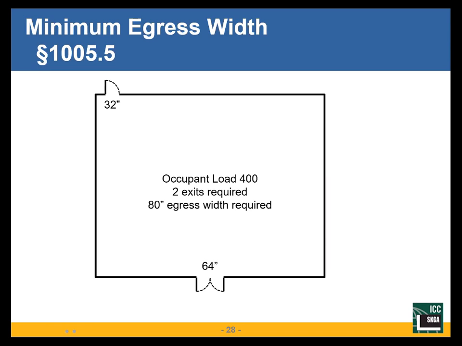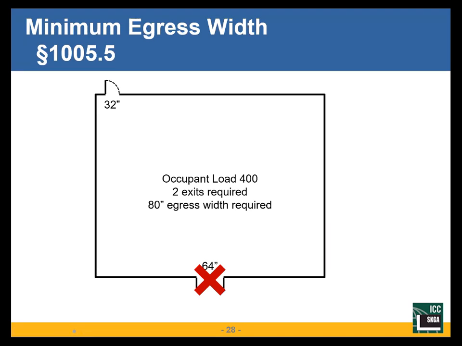400 times 0.2, 80 inches of egress width. I've got 96. I'm doing good. Except when that exit is blocked, I no longer have 50%. 50% would be 40. Okay, I've got 32. I've got another way out, yes, but it's not wide enough.